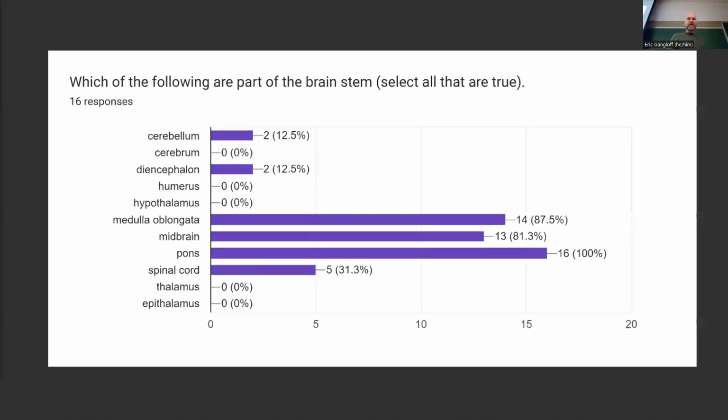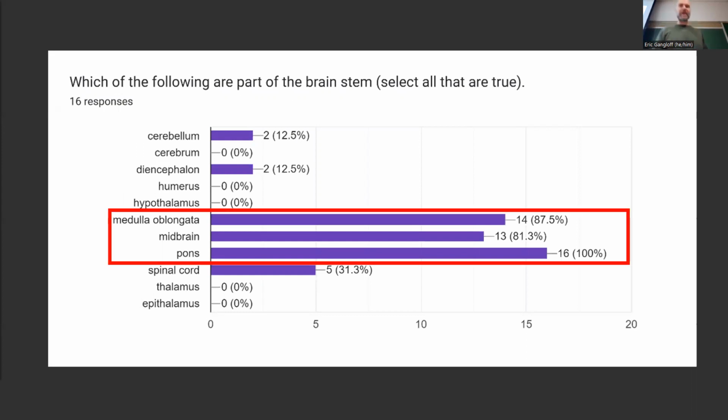Cool. All right. So on Wednesday, I asked you as you were walking out, which of the following are part of the brain stem? And most of you got this right, but I just want to remind you of this by way of review. And the 3 correct answers are here: the medulla oblongata, the midbrain, and the pons. So remember that those 3 sections of the brain together compose the brain stem.